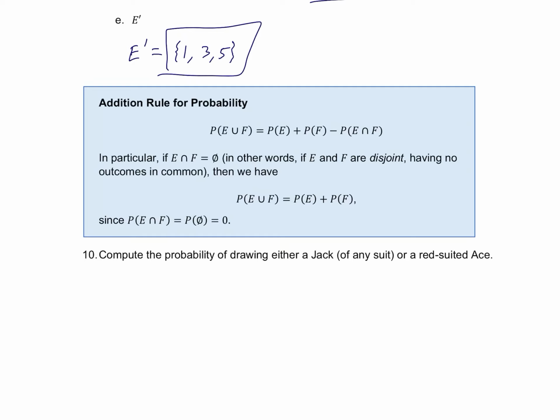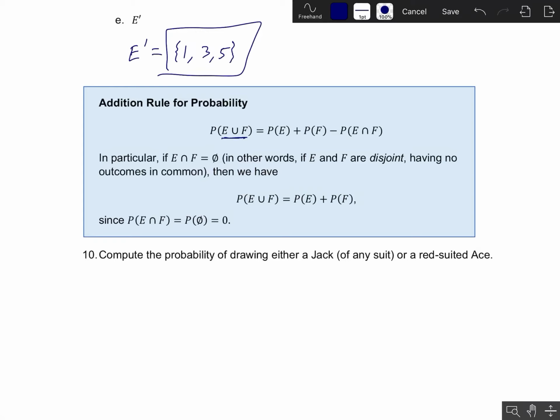So what this says is that if you want the probability that E or F occurs, so you can read this as E or F, because remember, this is the set of elements that are in E combined with the set of elements that are in F. So this would be anything that's in E or F or both. So the probability that E or F occurs is going to be the probability of E plus the probability of F minus the probability of their intersection.